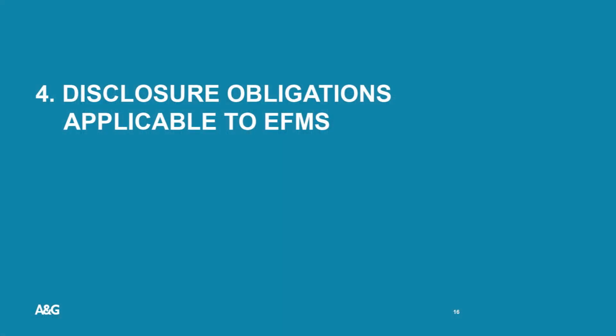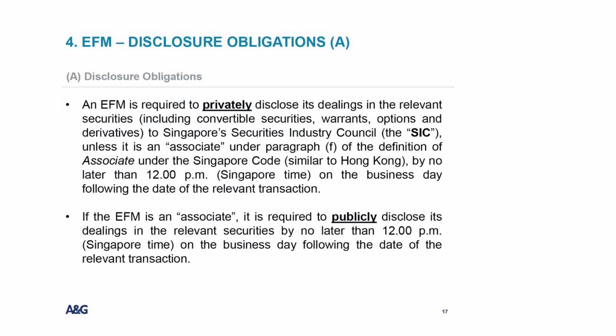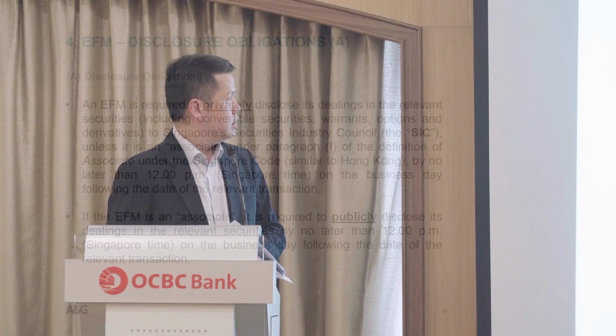Okay, we'll now go into the disclosure obligations of EFMs. Essentially, there are only two forms of disclosure. One is a private disclosure that's made to the takeover regulator, and the other is a public disclosure. When we talk about public disclosure, it's actually in the form of an announcement that's posted on SGXNet. So for EFMs, the general rule is that it's a private disclosure unless the EFM qualifies as, or counts as, an associate of the offeror. And we will go into what an associate means.